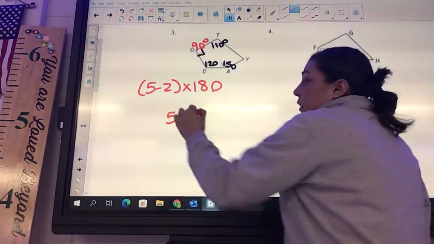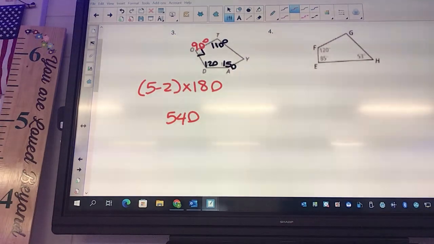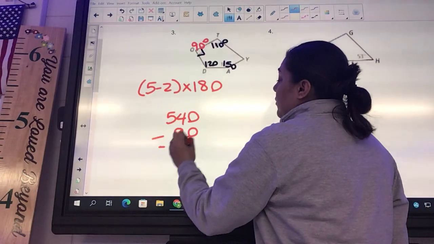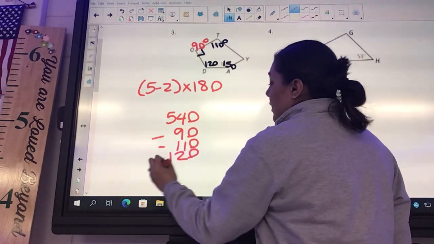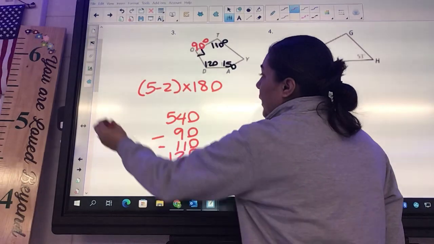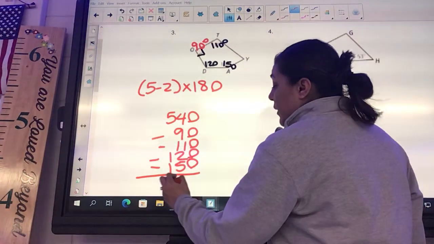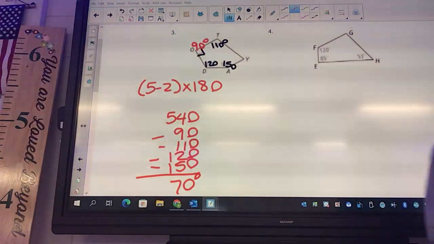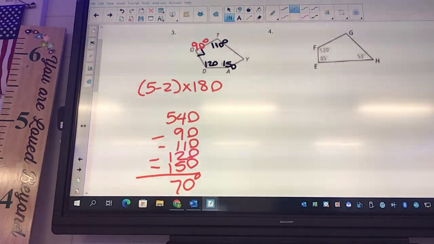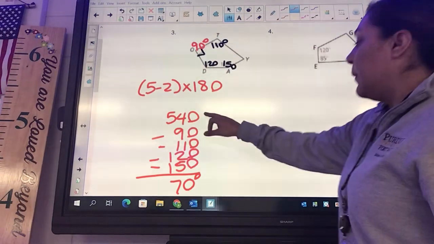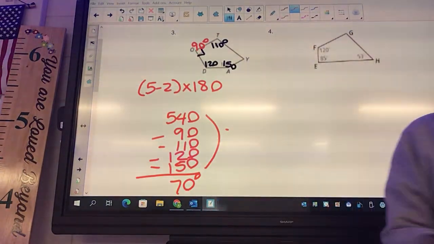We know that the whole thing is 540, right? So on your calculator, type in 540, and you're going to say minus 90, minus 110, minus 120, minus 150. You don't have to write these all on your paper. 70? So we already know that our missing angle is 70 degrees. Rather than writing them all out and subtracting it over, you can just subtract it from the total amount from the beginning. Honestly, you don't even need to do all this on your paper. That's really not necessary.